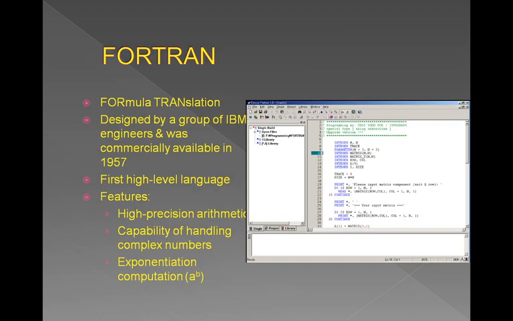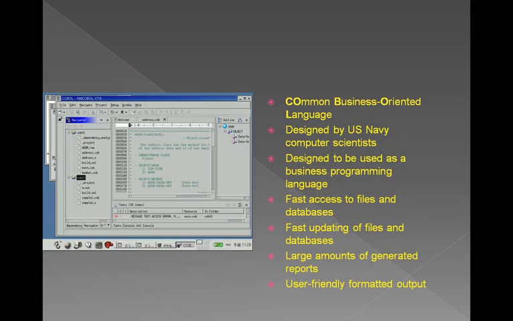First one is Fortran, that is Formula Translator. It was designed by a group of IBM engineers and was commercially available in 1957. It was the first high-level language. Its features were high precision arithmetic, capability of handling complex numbers, exponential computation, etc.